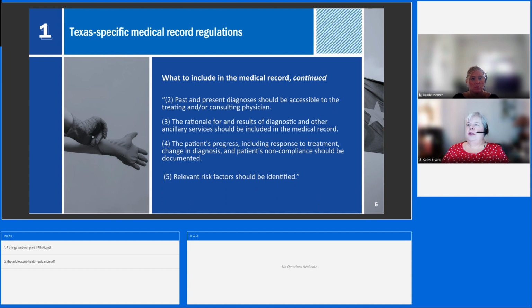You are also supposed to make sure that past and present diagnoses should be accessible to treating and or consulting physicians. The rationale and the results of diagnostic and other ancillary tests should be included in your medical record. Patient progress, including how they're responding to treatment, or if you need to change a diagnosis, that should all be documented, as well as relevant risk factors.